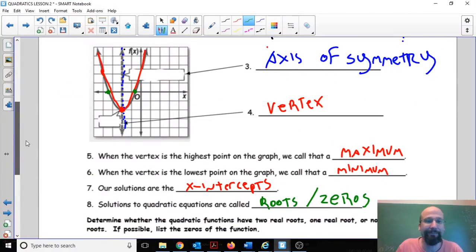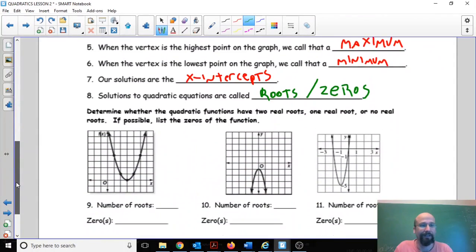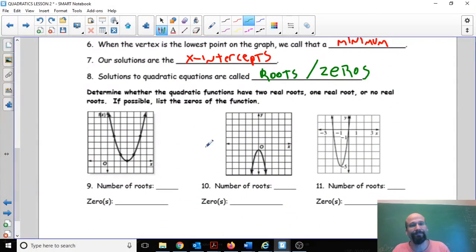All right, a little bit of vocabulary. So this is the number of solutions, right? It could have 2 roots or solutions or zeros. It could have 1 root or solution or zero. Or it could have no roots or solutions or zeros, right? Root, solution, zeros, called the same thing.